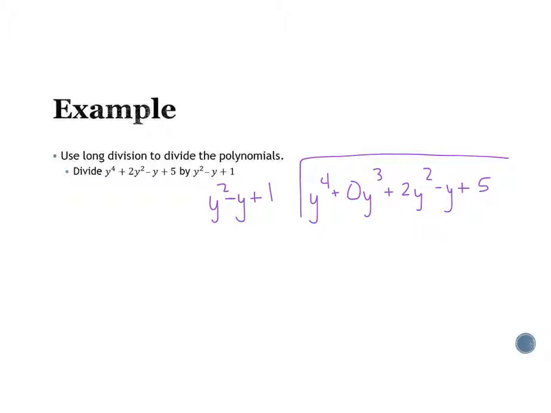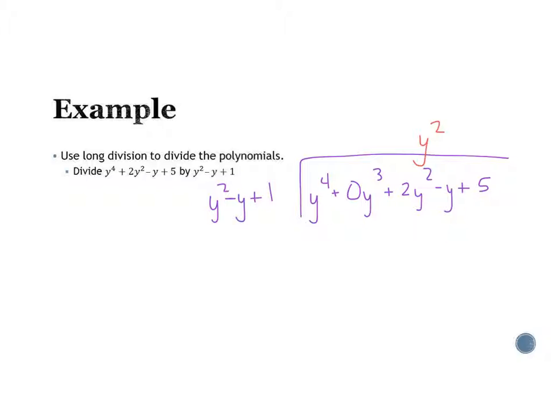And then you're going to ask yourself how many times, or what times y squared makes y to the 4th. So just looking at this leading term here, what times y squared makes y to the 4th? Well, the answer should be y squared. So we're going to put a y squared here, and I put it there because this is going to be my y squared column.